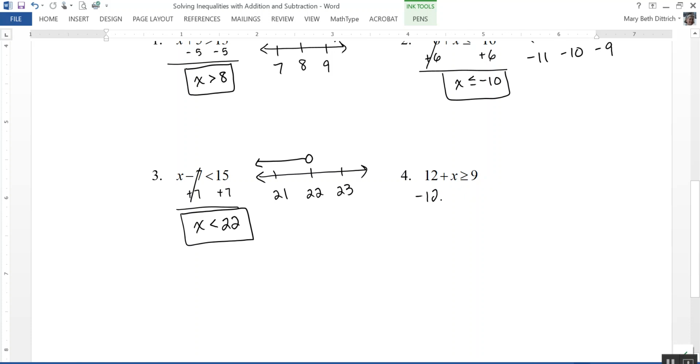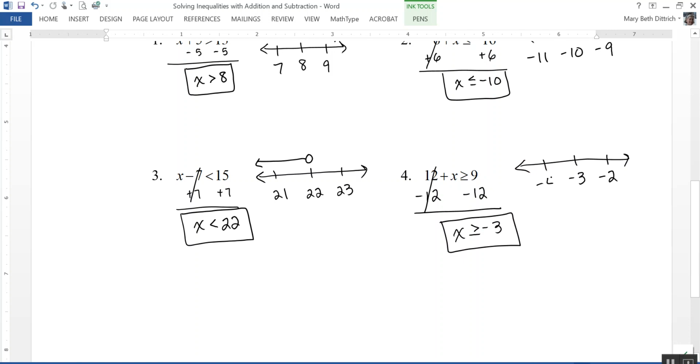And our last example here is 12 plus x is greater than or equal to 9. Since that's a positive 12, I'm going to subtract 12 on each side. So x is greater than or equal to negative 3. And a graph for that is a number line with a negative 3, one number larger, one number smaller. Since this is a greater than or equal to, I will have a solid dot over the negative 3, and it's greater than, so it's going to be going in the positive direction. So x can be any number that is equal to negative 3 or greater than negative 3.